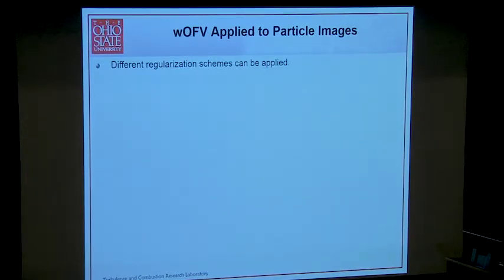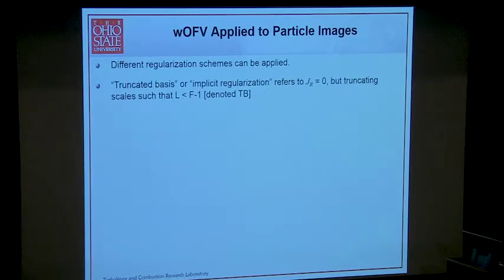First of all, I've given you a very general context of, hey, you need to regularize this. There are many different regularization schemes that can be applied. One you can actually do is add no regularization. It's called truncated basis or implicit regularization. Let's set J_R equal to 0, but then truncate our scales. The reason we can do that is that if we start setting wavelet coefficients equal to 0 at the finest scale, then our ill-posed problem goes away.